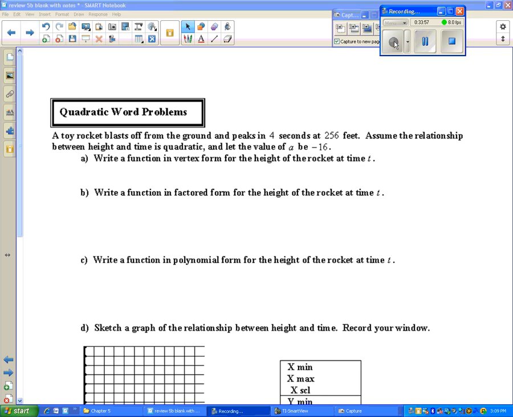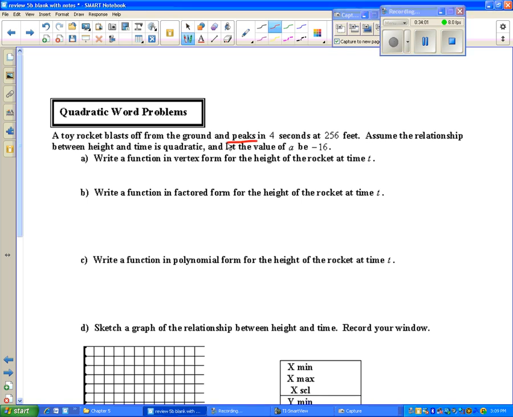A toy rocket blasts off from the ground and peaks in 4 seconds at 256 feet. Assume the relationship between height and time is quadratic and let a be negative 16. Because it peaks, that tells me I'm going to use vertex form. Y is equal to a times (x minus h) squared plus k.